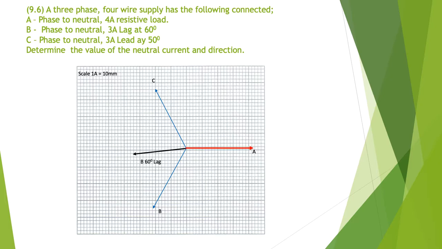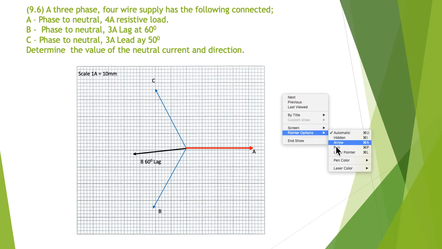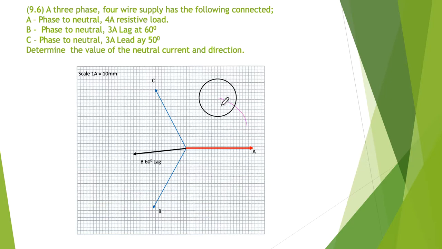So first thing I've done now is I've added in the B phase. And remember, our rotation is anti-clockwise. So my phasor diagram is rotating anti-clockwise, and I had B at 3 amps lag. So there's my 60 degrees in here, and it's lagging the B.